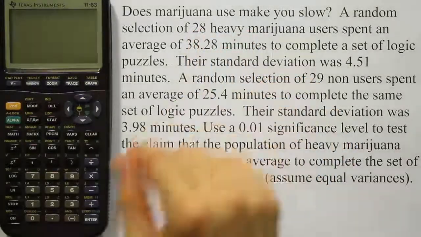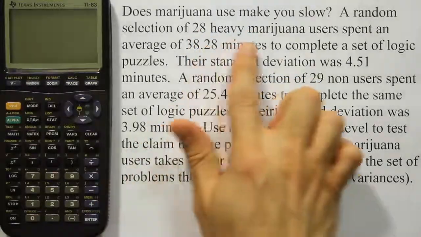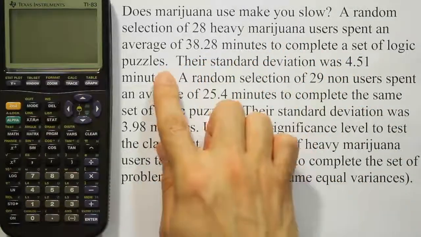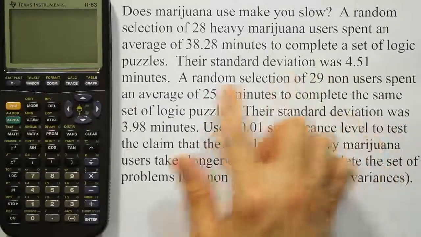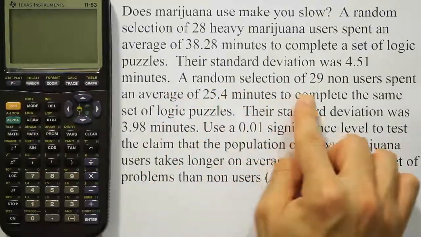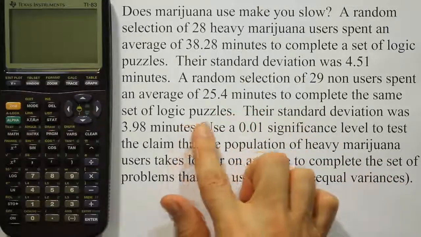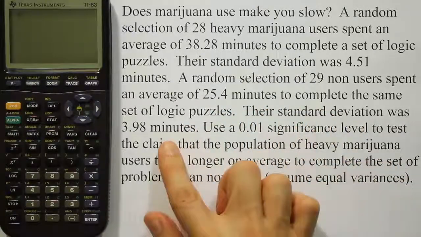Does marijuana use make you slow? A random selection of 28 heavy marijuana users spent an average of 38.28 minutes to complete a set of logic puzzles. Their standard deviation was 4.51 minutes. A random selection of 29 non-users spent an average of 25.4 minutes to complete the same set of logic puzzles. Their standard deviation was 3.98 minutes.